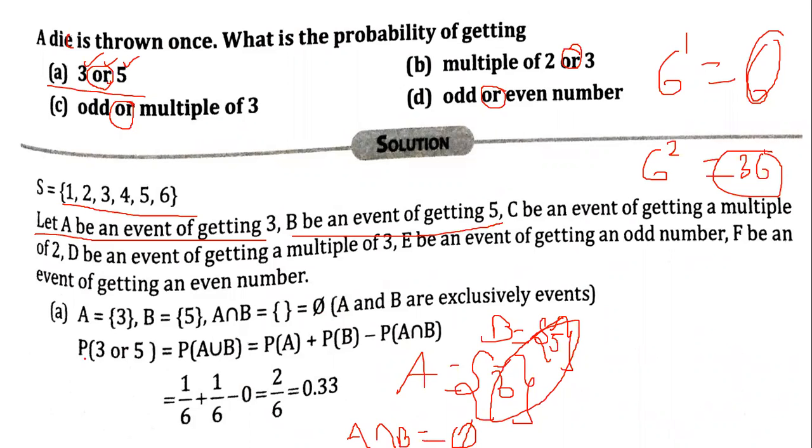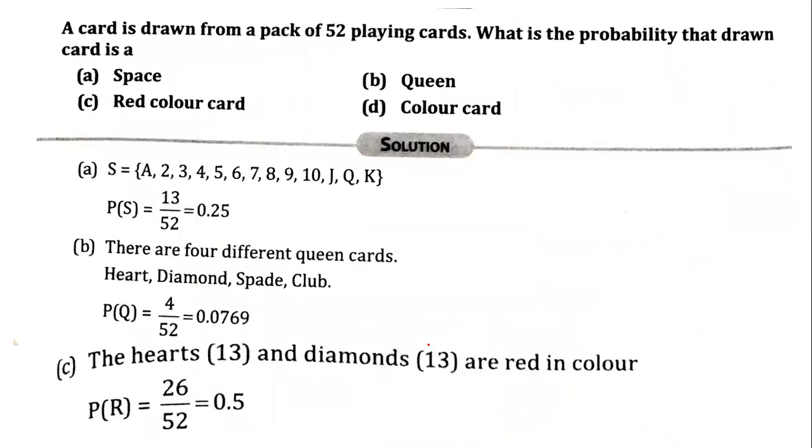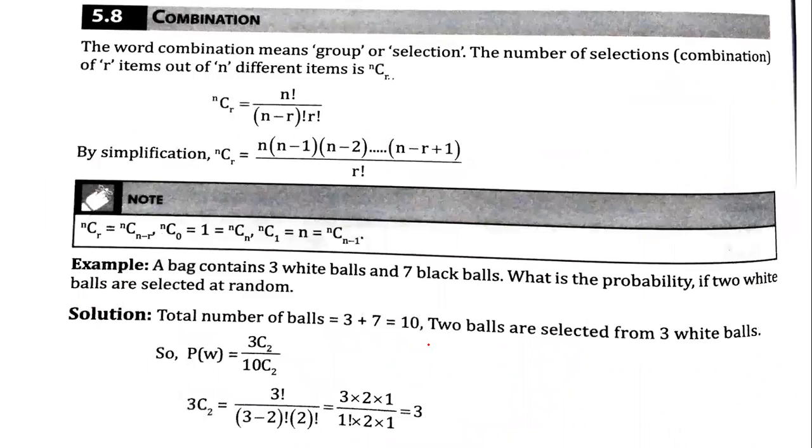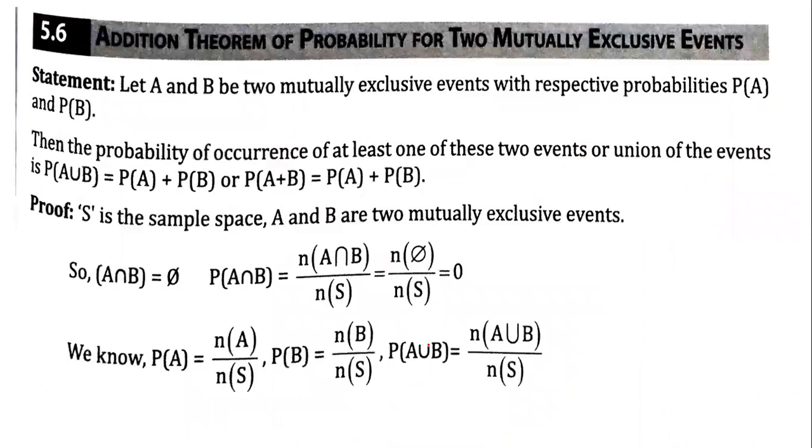Now, probability of getting 3 or 5 is equal to P of A union B. This is the additional theorem. P of A union B is equal to P of A plus P of B minus P of A intersection B. Again, we have learnt additional theorem formulas for exclusive and non-exclusive events. Let us go back and check once again. I know many of you would have forgotten also.